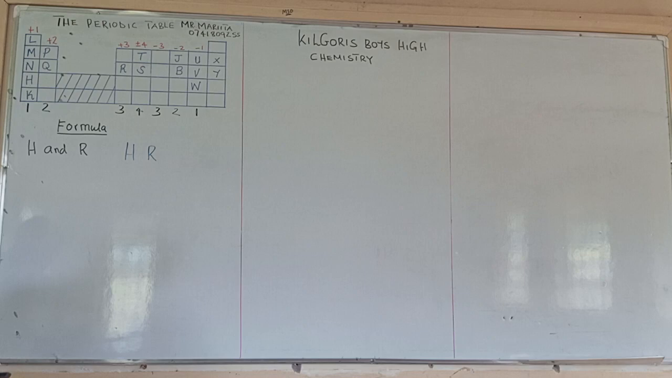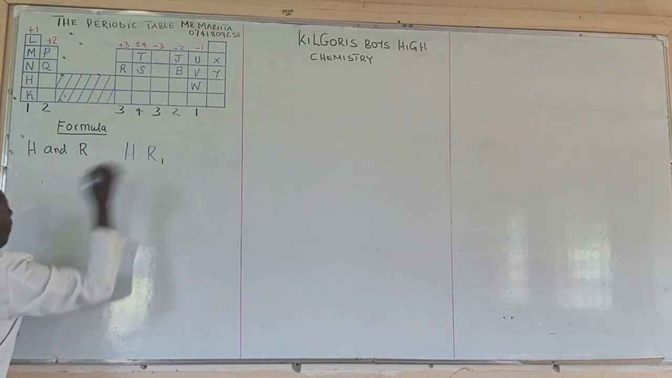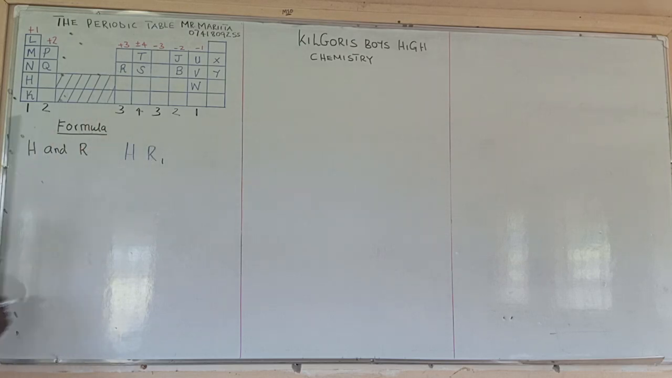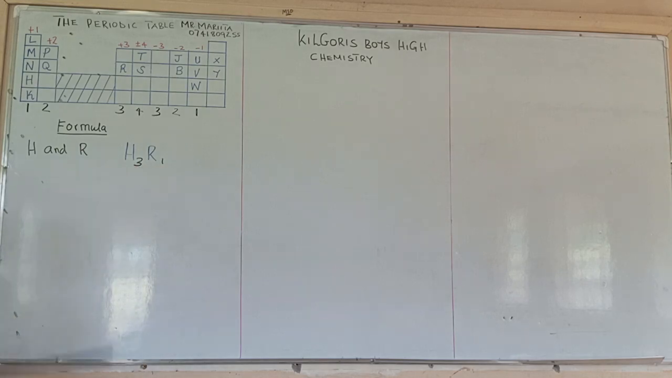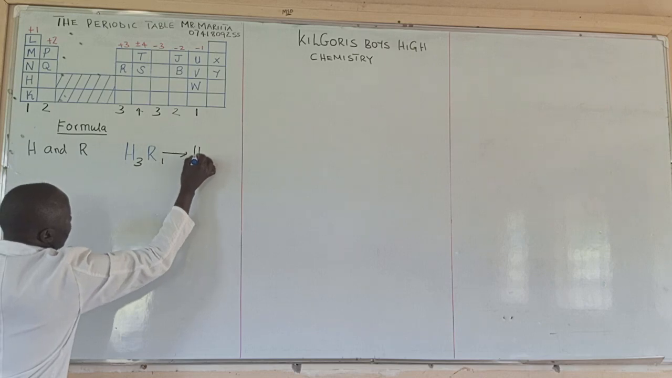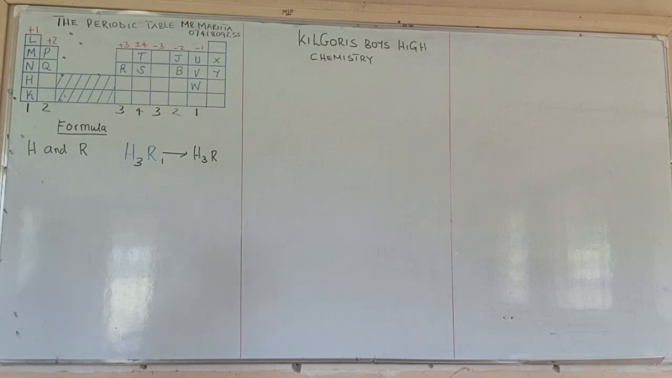Then how do you use these numbers to get the formula? In H, we have number 1 here. So this number 1 of H, we write at R. Then you go to element R, down here we have number 3. Number 3 of R, we bring here. So simply that is the formula: H3R. Using the numbers, that is how you can write the formula.